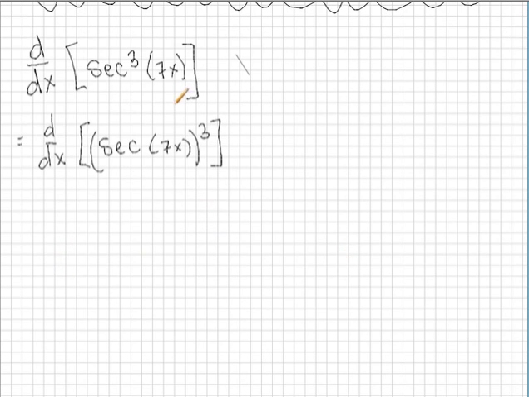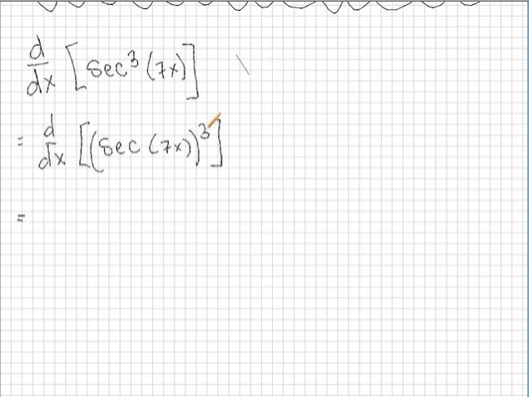So let's go ahead and count how many functions we have so we know how many times we need to differentiate when we apply the chain rule. We have a cube function as our outside function. That would be 1. The secant function is our middle function. That would be 2. And then in the argument, we have another function, 7x. That would be 3. So we're going to be differentiating 3 times. Let's go ahead and start. We're going to start from the outside and work our way in.